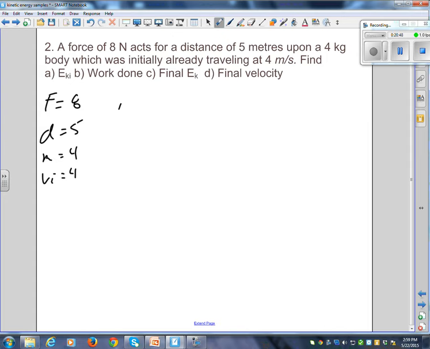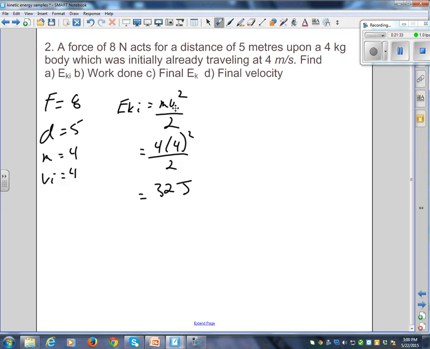EKI is mv squared over 2, so 4 times 4 squared all over 2, 16 times 4 divided by 2, which is 16 times 2, that would be 32 joules. So it's already got 32 joules of energy. Now with the velocity, because there's an initial one already. EKI, the initial kinetic energy, is based on the initial velocity. It's the regular formula.